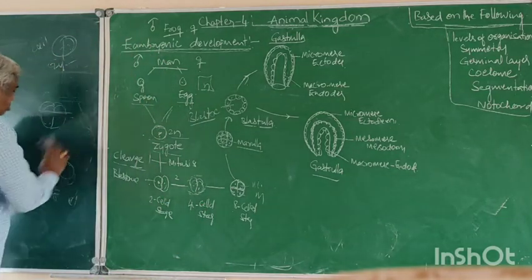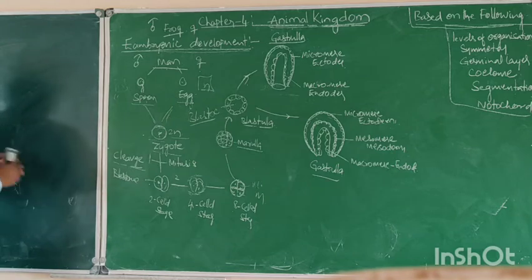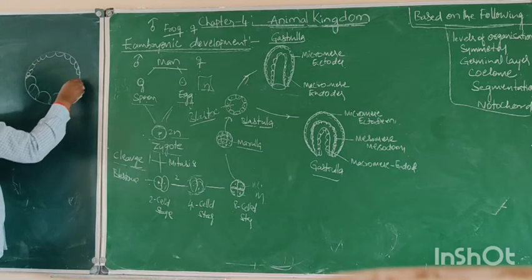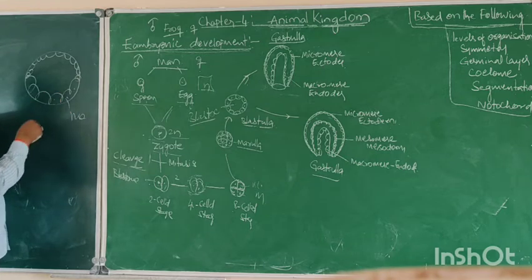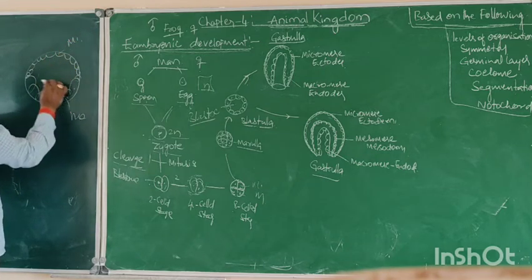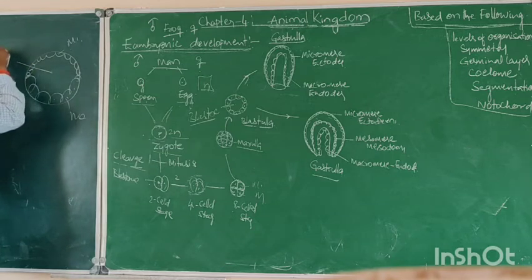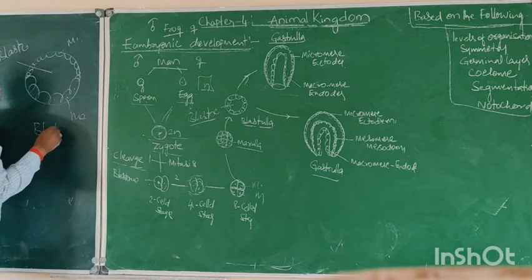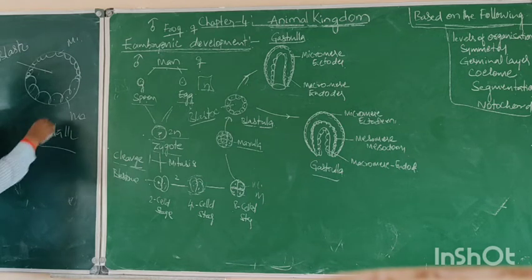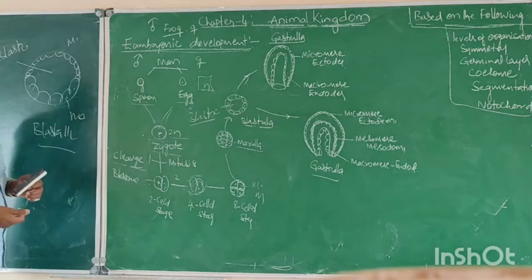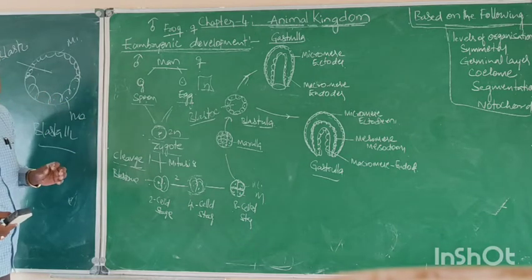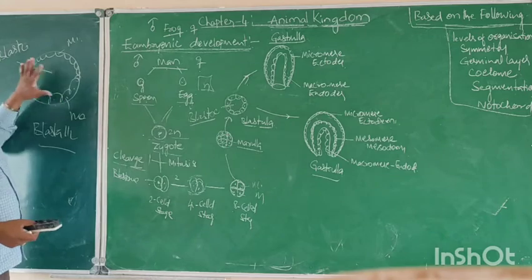Now see the diagram. These are the small cells, micromeres. These are the macromeres. This is called the blastocoel cavity. Now what is the total stage? Blastula. This is the blastula stage. What is the shape? Spherical or ball? With the cavity or without cavity? It has the cavity itself.